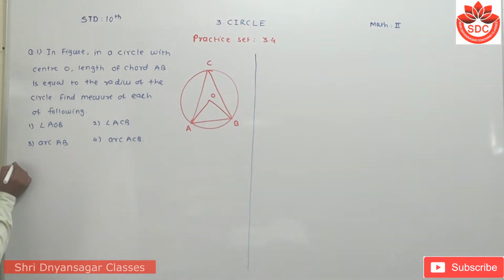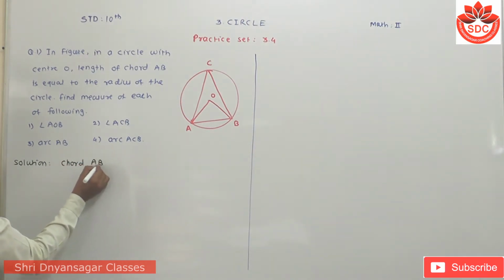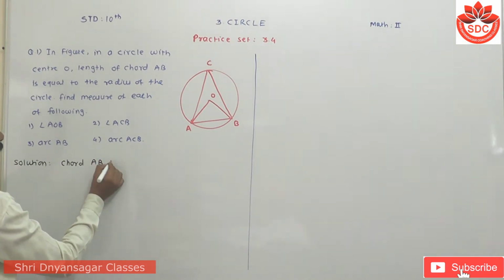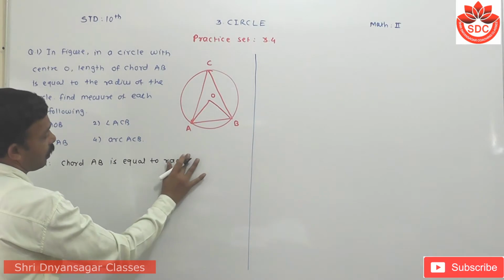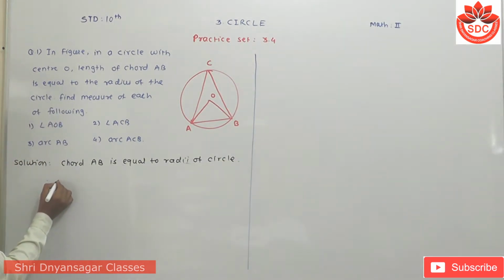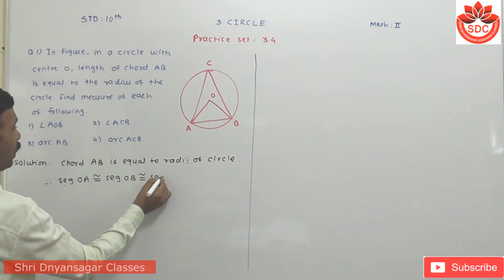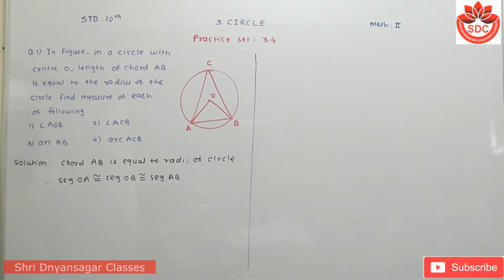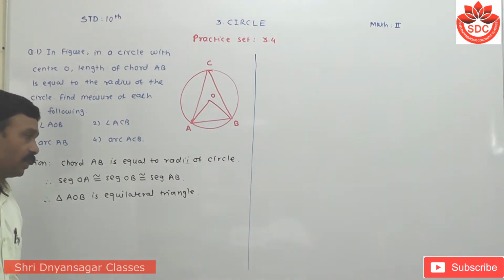Now student, look carefully how to solve it. Solution. Here the radii are equal to its chord, so I have to take chord AB equal to the radii of the circle. Therefore, segment OA is congruent with segment OB is congruent with segment AB. Now, therefore, triangle AOB is an equilateral triangle because all sides are equal or congruent.